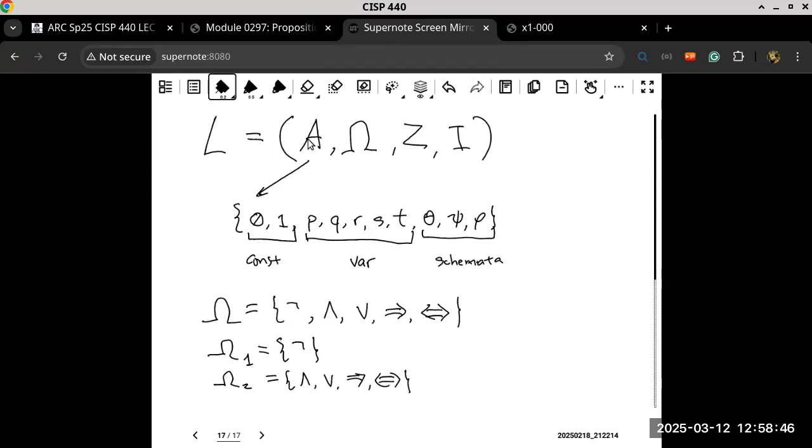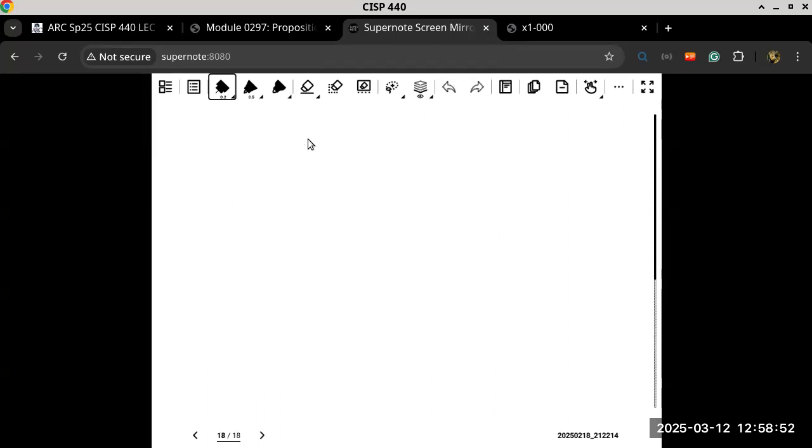All right. So with only alpha and omega defined, I now define what is a well-formed formula. WFF, not WTF or WWF. It is WFF, well-formed formula.